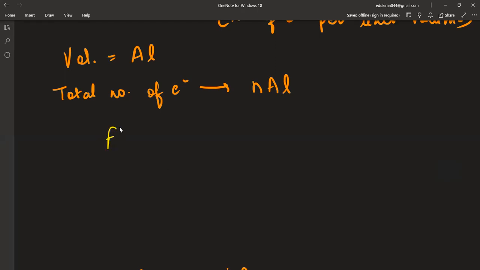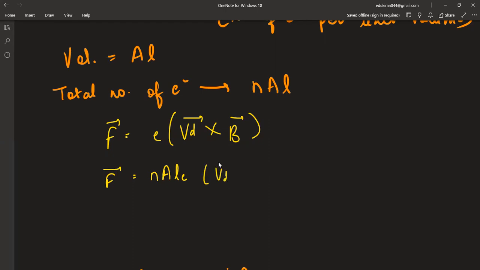Now, force we have studied. Force is e times drift velocity into magnetic field. The velocity that we will be using is drift velocity, the velocity with which the electrons drift within the conductor, VD. So, what is the total number of electrons? NAL into e, VD into B. Class, can you recall this? NeAVD. Is it equal to something?